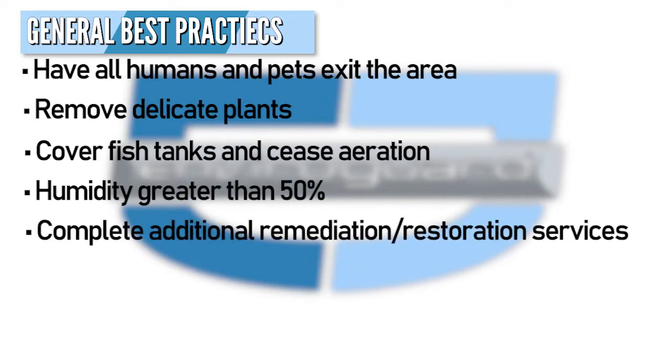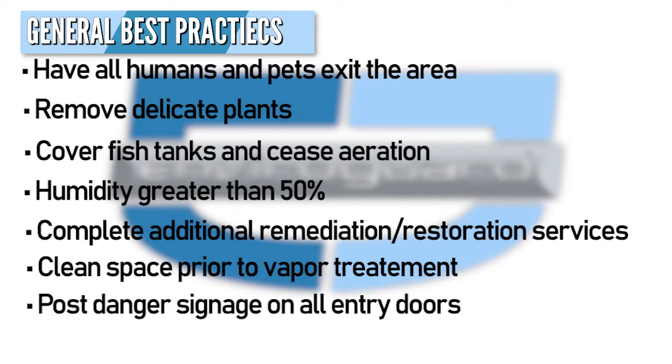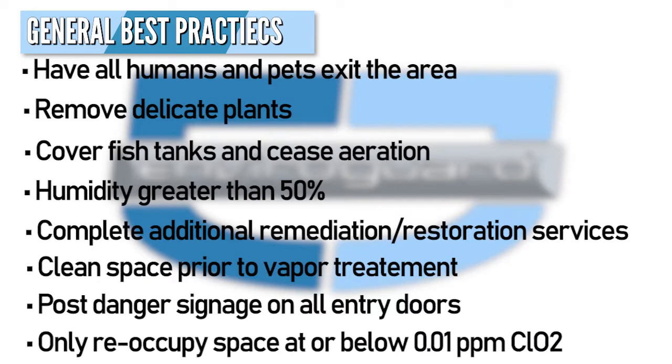Any additional remediation or restoration services should be done prior to or after the odor mitigation services. Carpet, upholstery, wall, hard floor, and ceiling cleaning should take place prior to vapor treatment. Post danger signage on all entry doors. No reoccupancy of the space should take place until chlorine dioxide levels are equal to or less than 0.01 parts per million. There are some additional best practices for both commercial and industrial work.